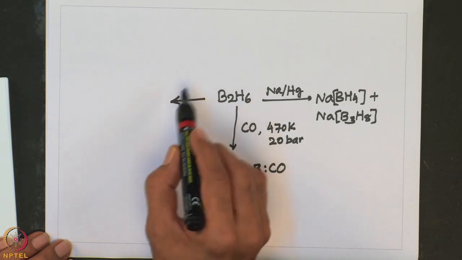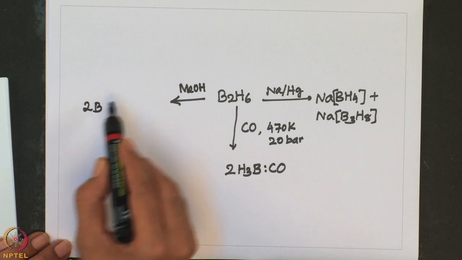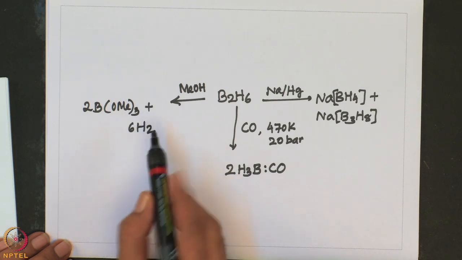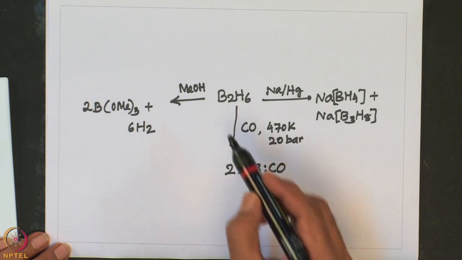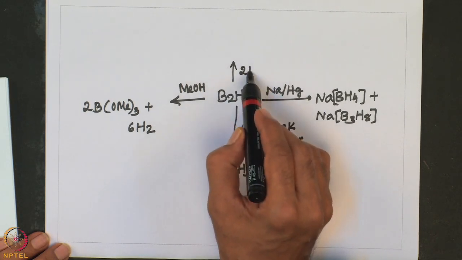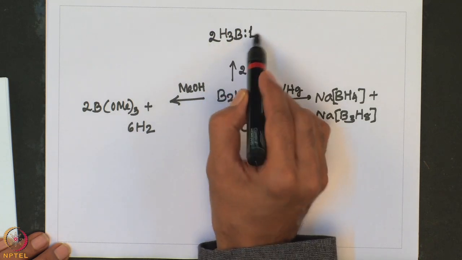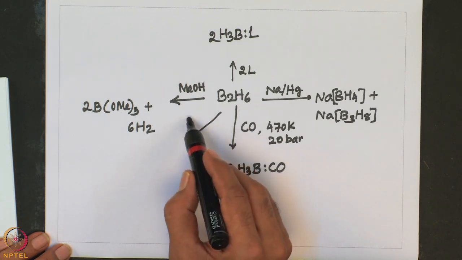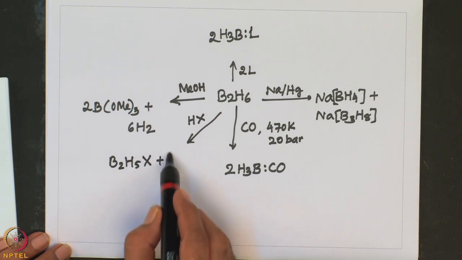If it is treated with methanol, it will give, of course, I did not balance it. You can always balance by looking at how many molecules of methanol are needed. So, in general, if you use soft bulky Lewis acids, what you get is an adduct. If you treat this one with HX, what you get is B2H5X plus H2, that also I showed you.